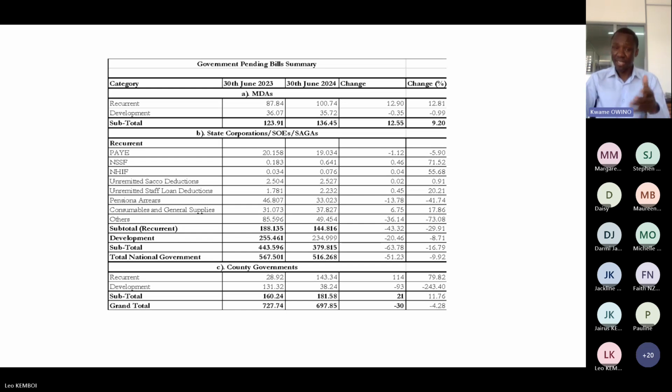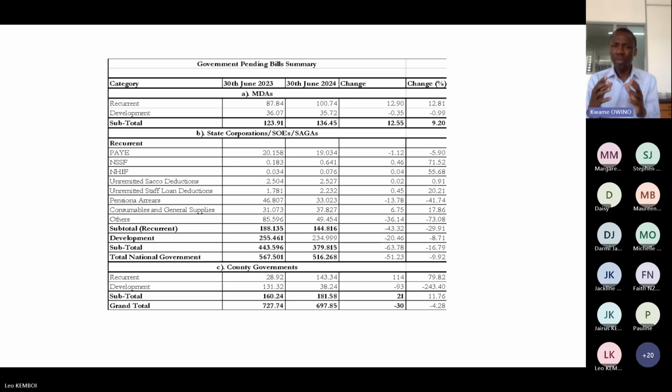are known as NSSF, which is the National Social Security Fund, again, about 600 million. The National Hospital Insurance Fund, unremitted SACCO deductions. Otherwise, these government departments have deducted and then did not remit to SACCO. So that would probably be a private sector person. Then, of course, there are also personal arrears, pensions arrears, people whose pensions are due and are not being submitted.